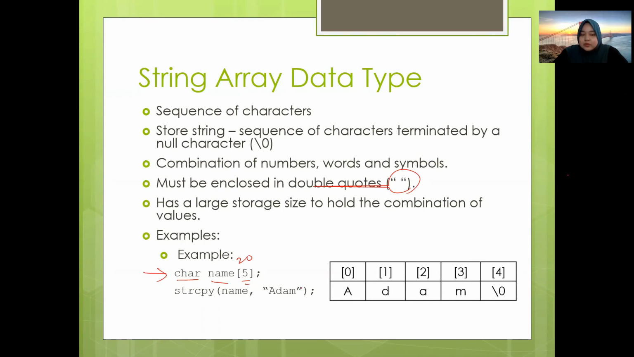Okay, dia masukkan Adam ni sebagai perkataan, right? Tapi dia akan simpan macam ni, dia pecahkan. Single character dia hanya ada satu saja. Tapi untuk string array ni, satu memori tu dia pecahkan kepada beberapa sel untuk dia simpan perkataan itu. Sebab tu jangan kurang, lebih tak apa. Okay.